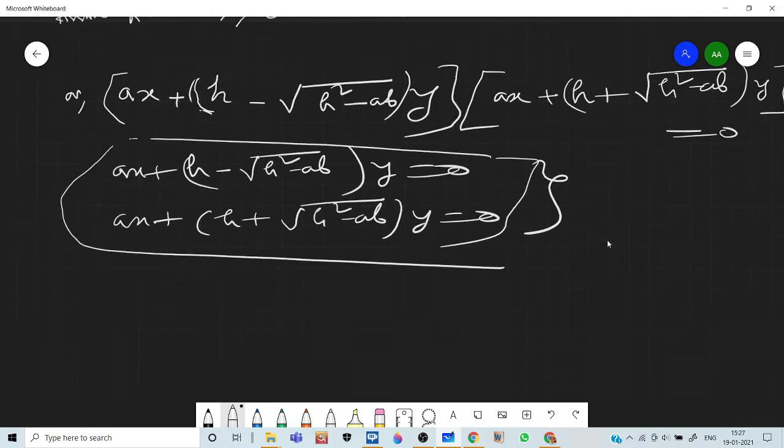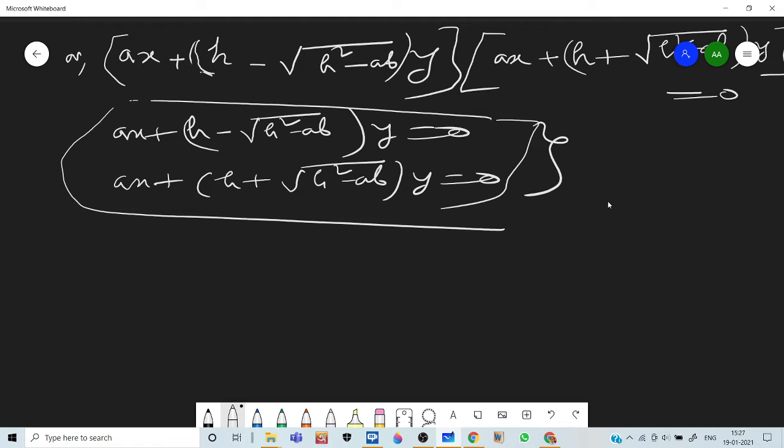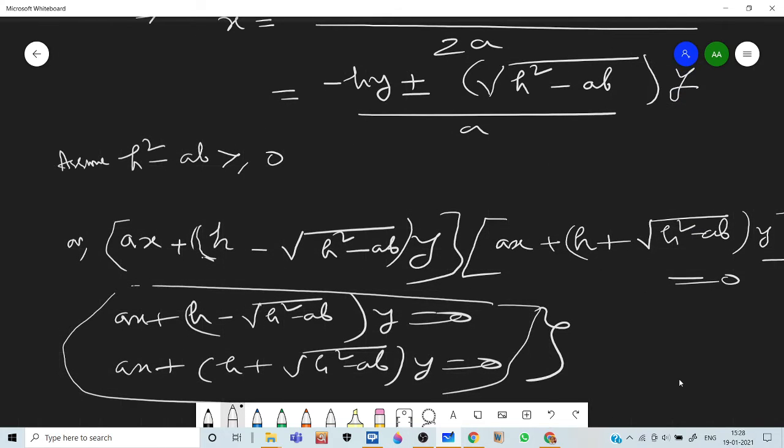Conversely, if two straight lines passing through the origin are given, then combining these two straight lines we get a homogeneous equation of second degree. The condition is that h square minus ab is greater than or equal to 0.